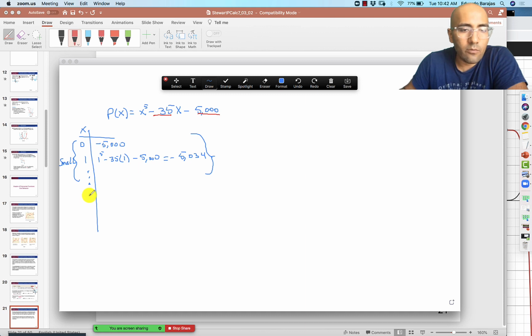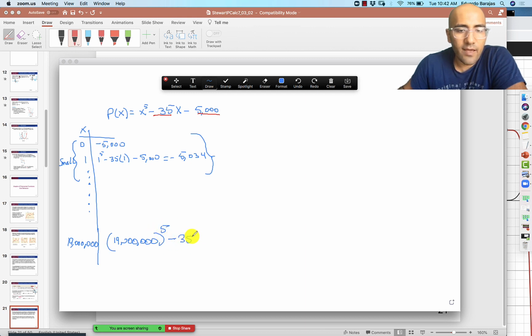On the other hand, as we go bigger and bigger, and we really think about very large values of x, like let's say x is equal to 19 million. Huge number. Then we evaluate this polynomial, and we'll have 19 million to the power of 5 minus 35 times 19 million minus 5,000. Now, when x was 0, 1, 2, 3, this minus 5,000 had a big impact on our final answer, right? It was the elephant in the room.